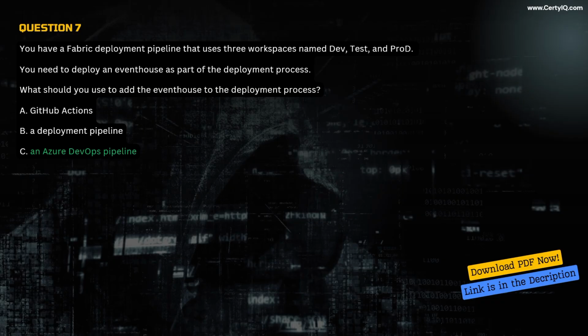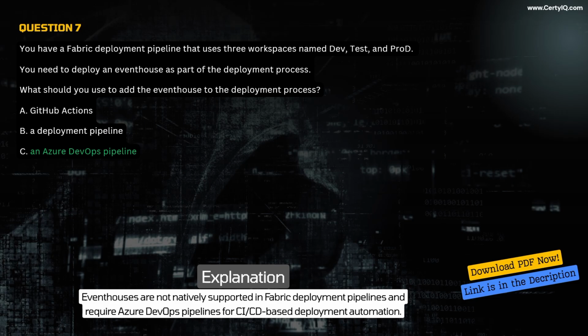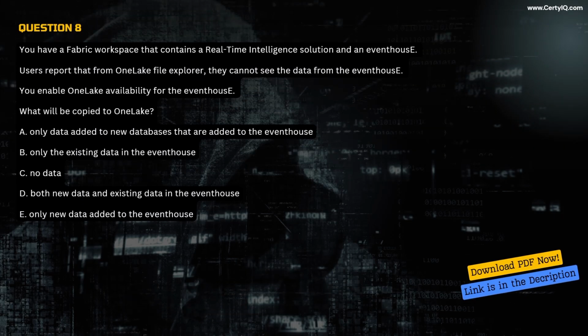An Azure DevOps pipeline. Explanation. Event houses are not natively supported in Fabric deployment pipelines and require Azure DevOps pipelines for CI/CD-based deployment automation. Question 8. You have a Fabric workspace that contains a real-time intelligence solution and an event-to-see.